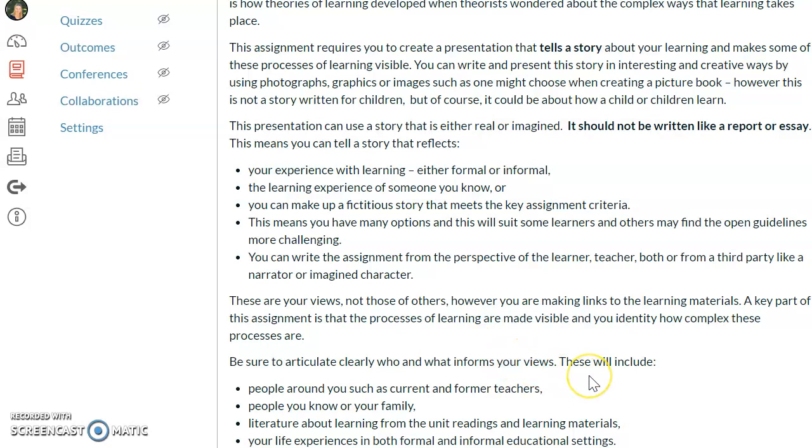And be sure to articulate clearly who and what informs your views. So these will include the people around you, the people you know in your family, the literature from our unit readings, learning materials, and your life experiences in formal and informal education settings. And this assignment supports our learning outcomes 1 and 4.